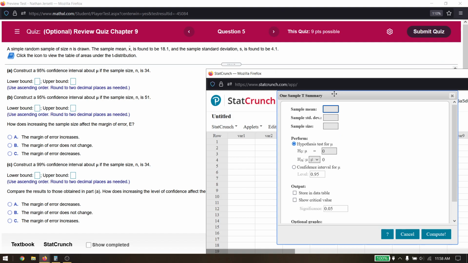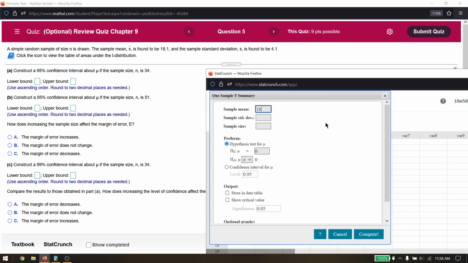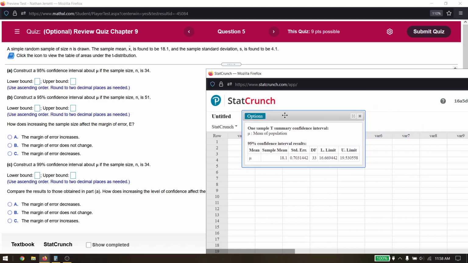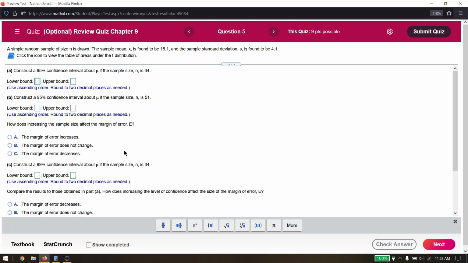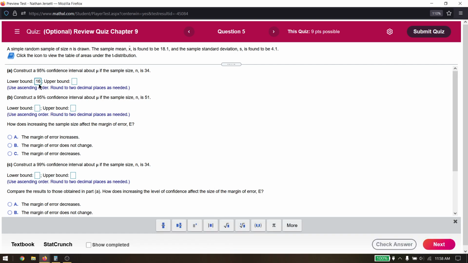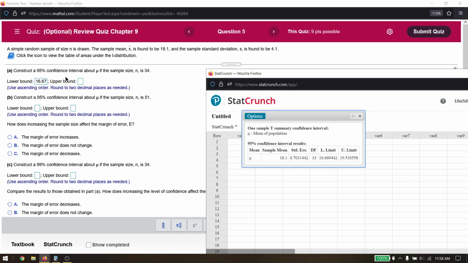So we have the sample mean is 18.1. Standard deviation is 4.1. The sample size is 34. Again, we'll talk about the hypothesis test later on. Confidence interval is what we're dealing with. Oh, 95%. That's perfect. Compute that. Two decimal places, so 16.67 and 19.53.